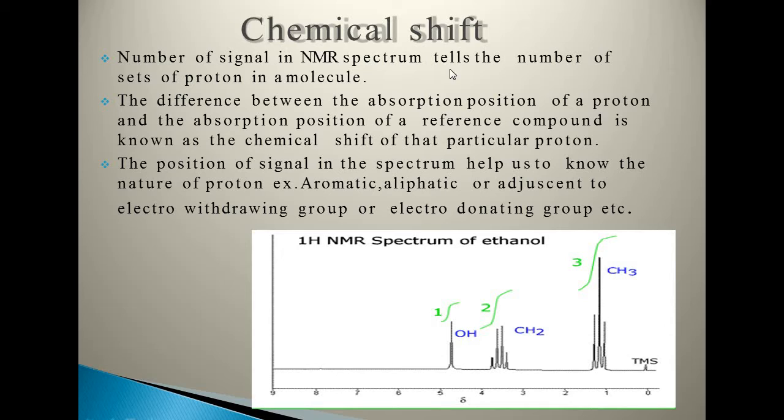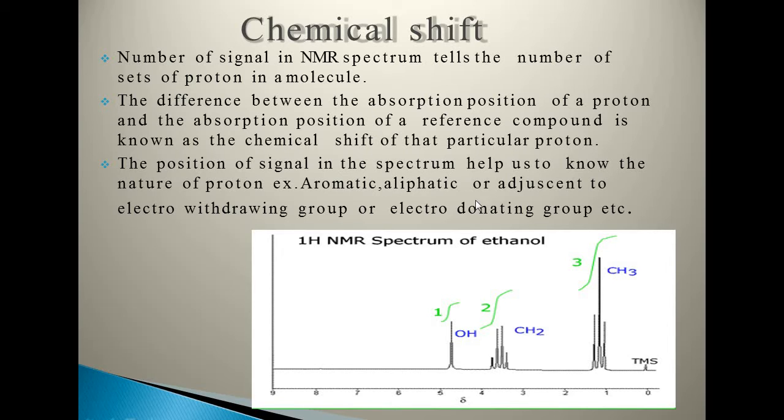By using the chemical shift, we can differentiate the position of a hydrogen atom in a particular structure, and it helps us to know the nature of a proton, like aromatic proton, aliphatic proton, or adjacent electron withdrawing group. It means if any electronegative group is attached to the hydrogen, then the position of the hydrogen may shift, or we can say the chemical shift value will change.